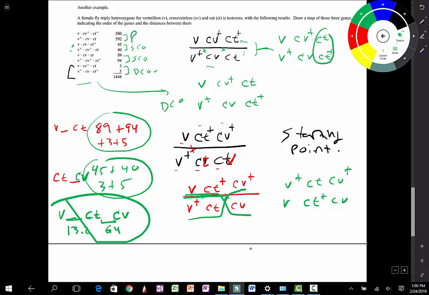We can redraw it down here maybe if we're lucky. V, CT's in the middle, CV's down here, 13.2, 6.4.